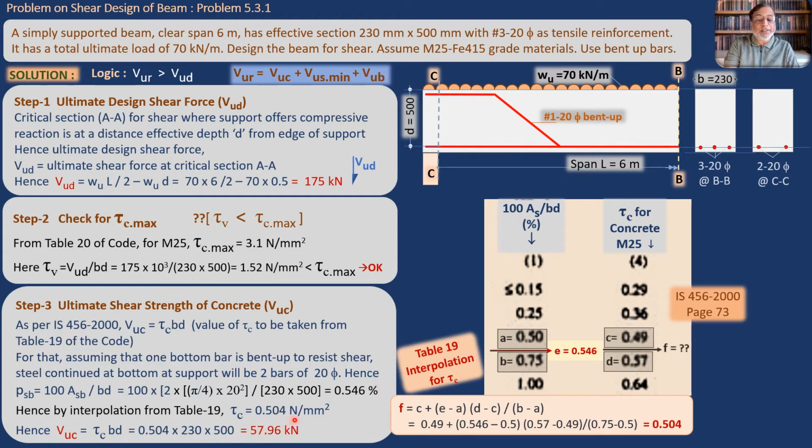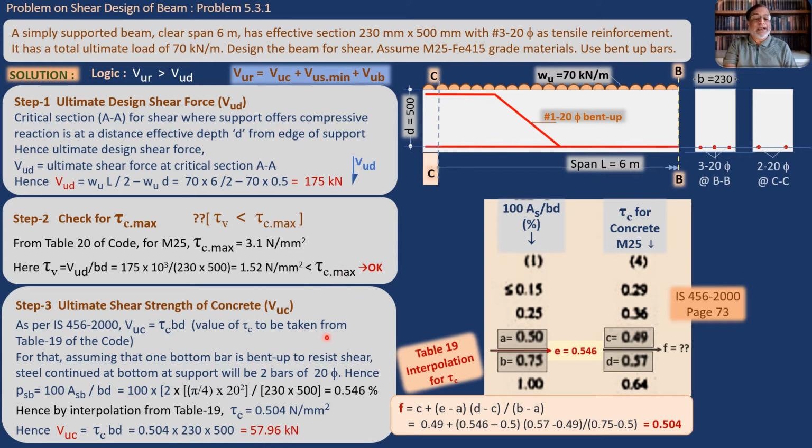So hence, by interpolation from table 19, you get tau c equal to 0.504 Newton per mm square. The table is giving the values of tau c in Newton per mm square. So you just put this formula, VUC equal to tau c into bd. So tau c into bd is 0.504 into b into d. This gives us 57.96 kilonewton. 57.96 kilonewton is the value of VUC, which means that concrete is going to provide a shear resistance of 57.96 kilonewton. Now let us check, is that value sufficient? We want to resist 175, that is VUD. Out of that, concrete is resisting only 57.96.